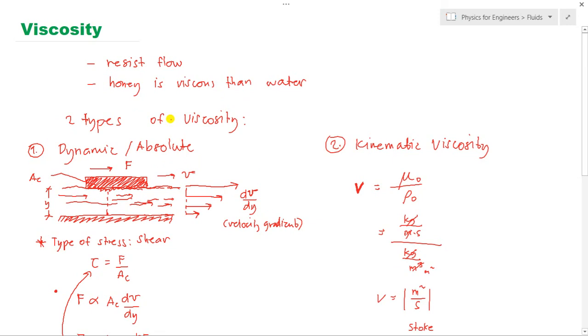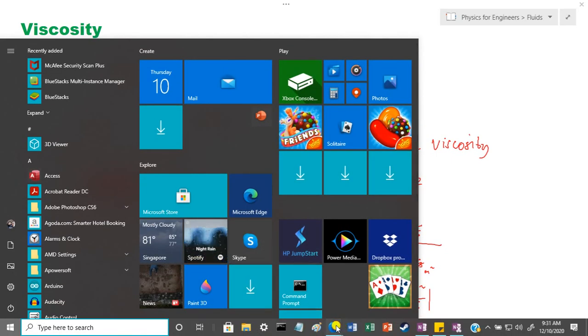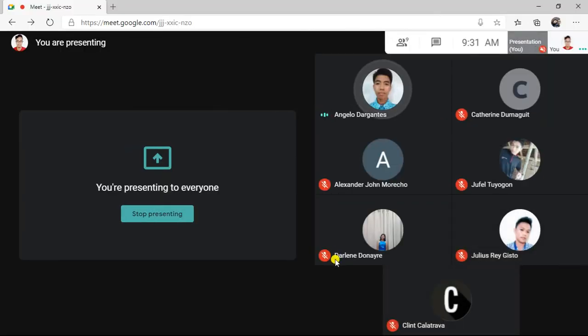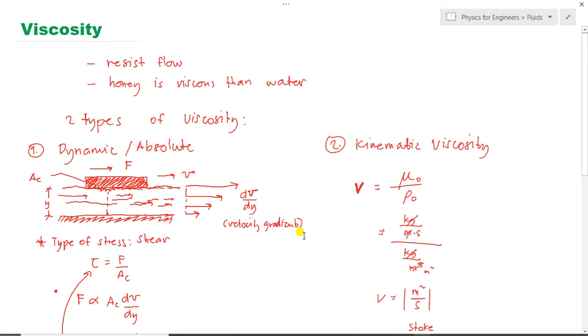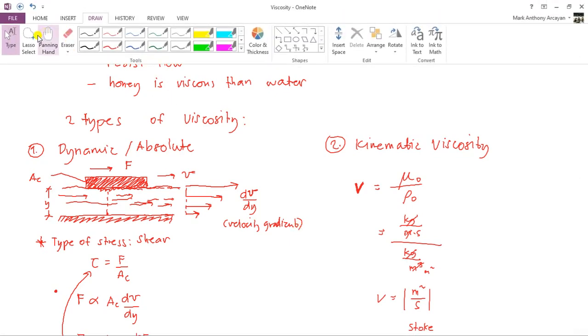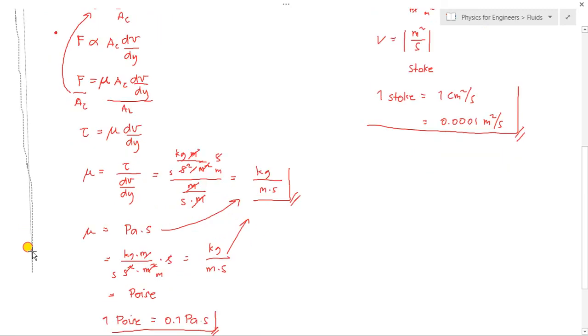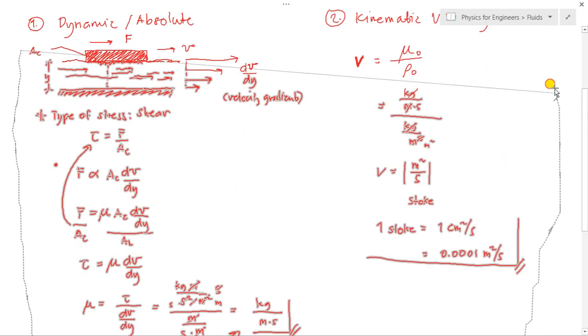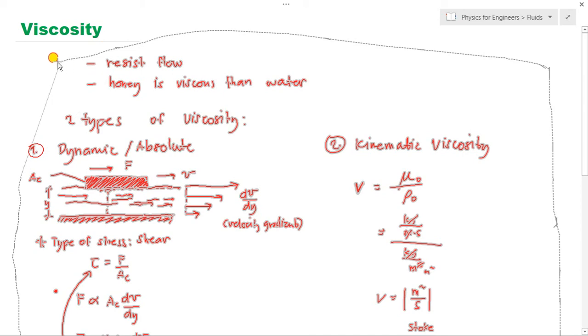So naay pangutana regarding ani? Pangutana class. Wala na? Okay, so let's proceed to Reynolds number, because Reynolds number is also associated with viscosity. Ang formula sa Reynolds number kay naay viscosity. So Reynolds number, familiar na ba mo ani?